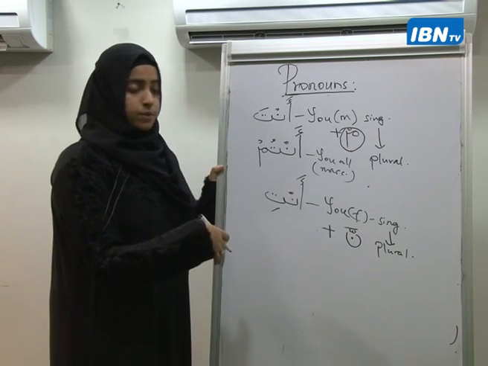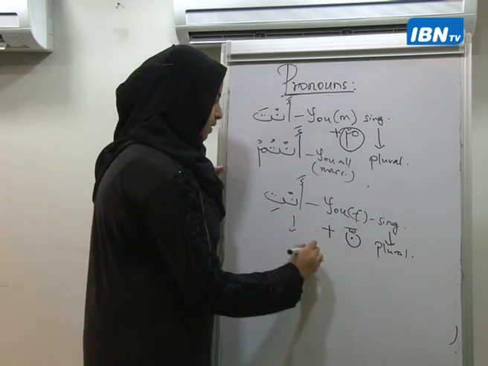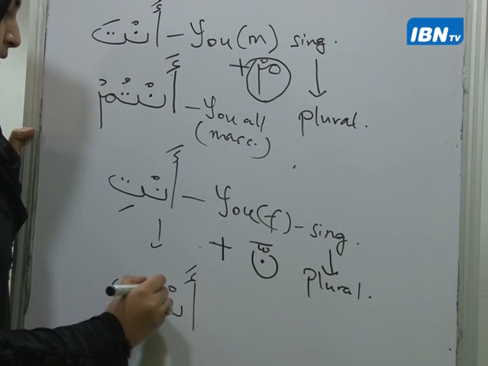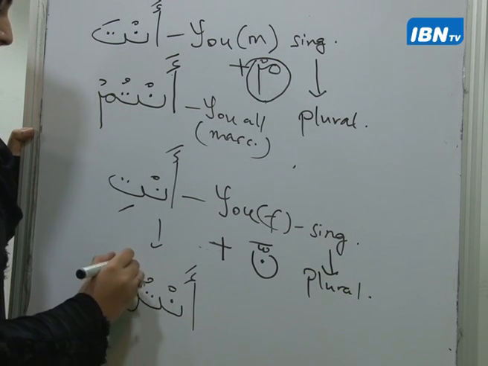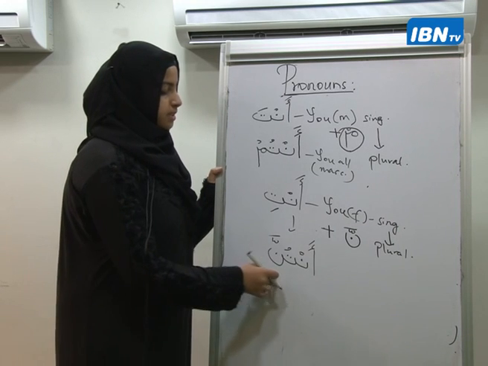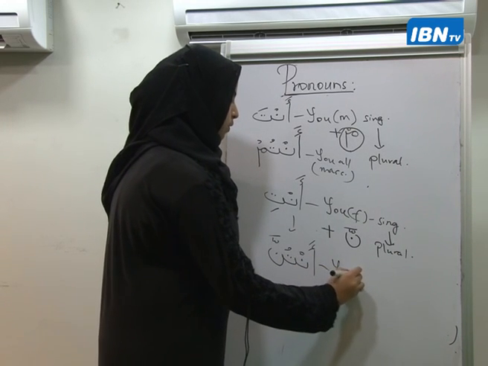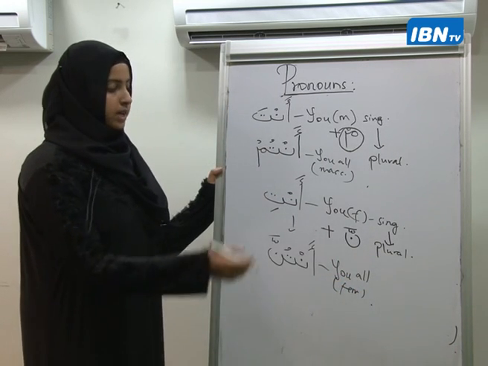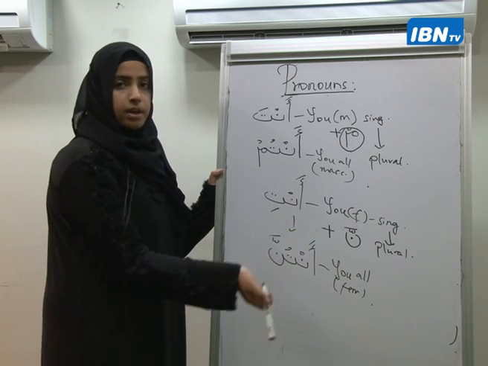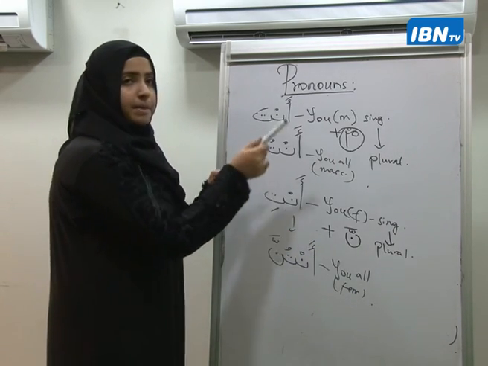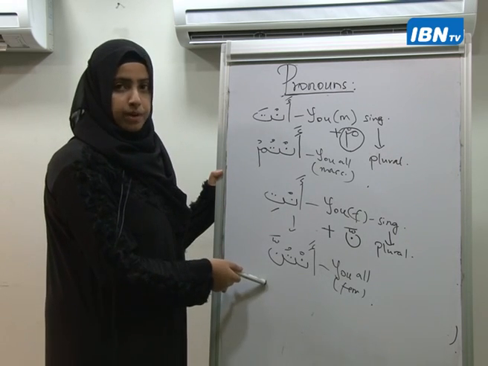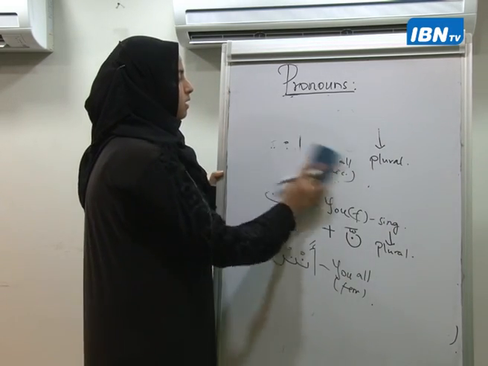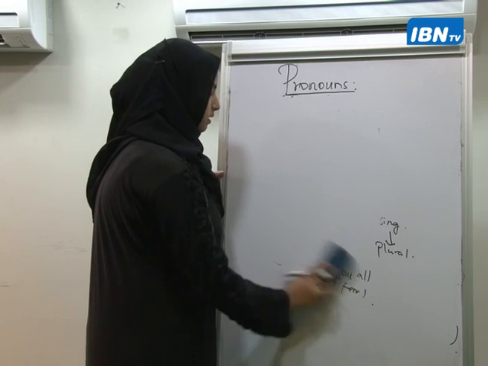Okay? So how is it going to look? Just antunna. Antunna, right? So this is you all feminine, right? So anti becomes antunna. I've added a noon shadda with a fatha. Anta becomes antum. Anti, antunna. What about the third person? What if I want to say they all masculine?